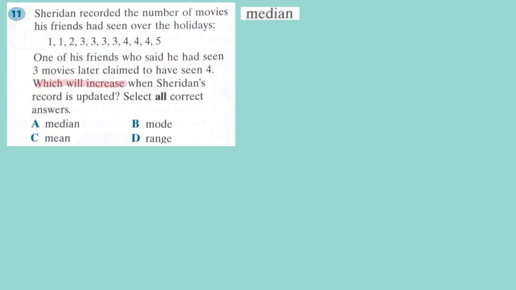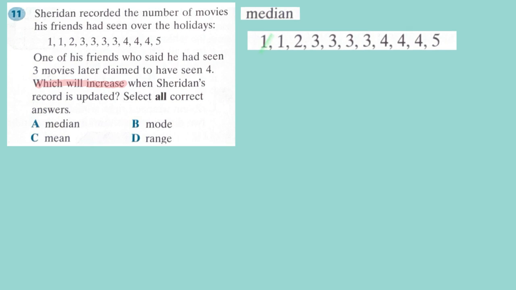Let's start with the median. As we know previously, the median is the middle number. So the middle number can be found by, well, we could just cross out 1 and 5, 1 and 4, 2 and 4, 3 and 4, 3 and 3. And we end up with a median being 3.